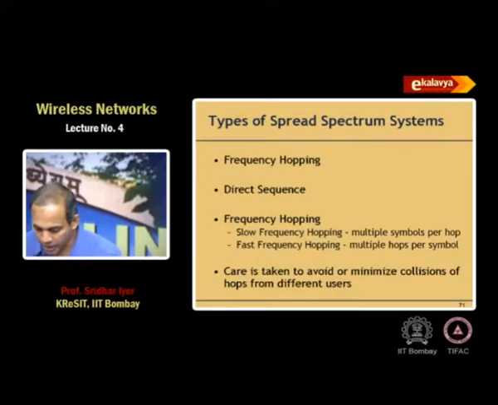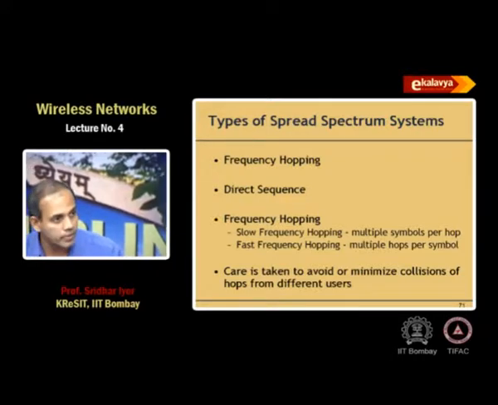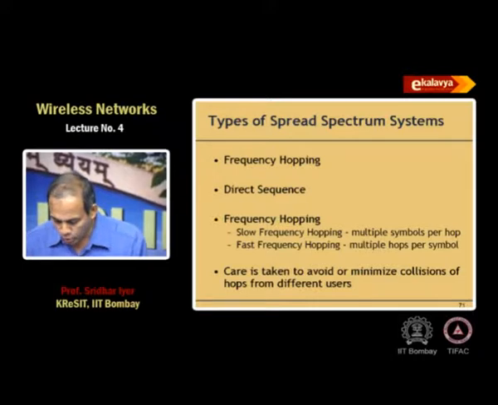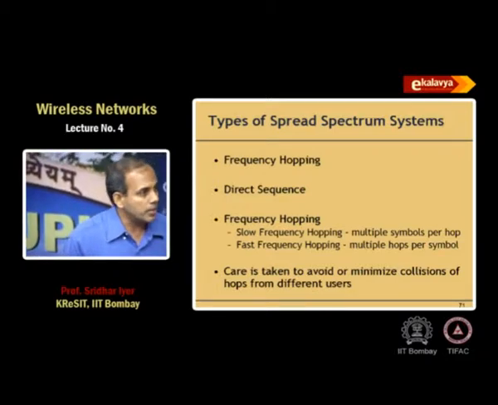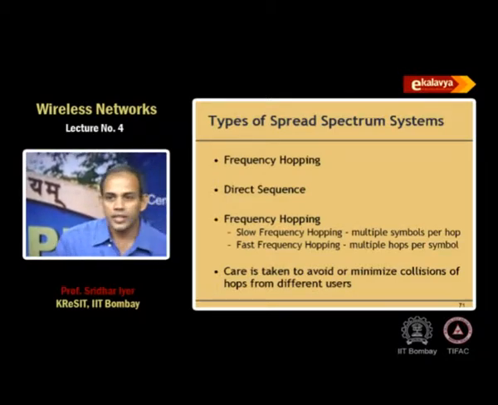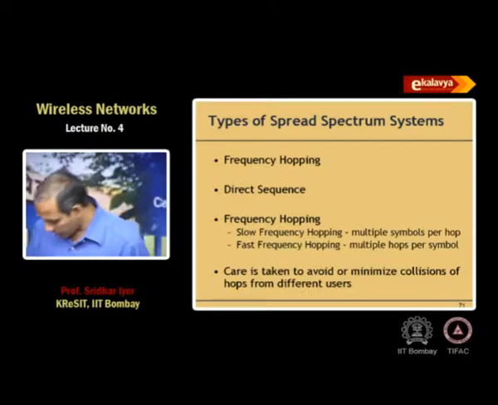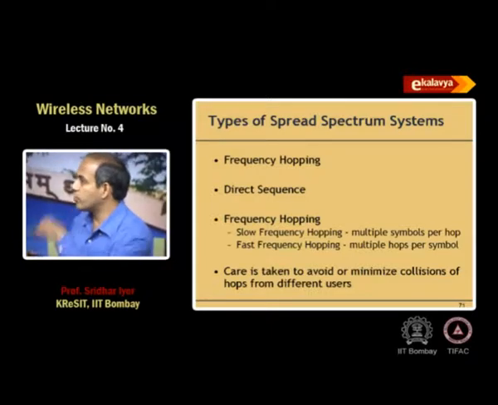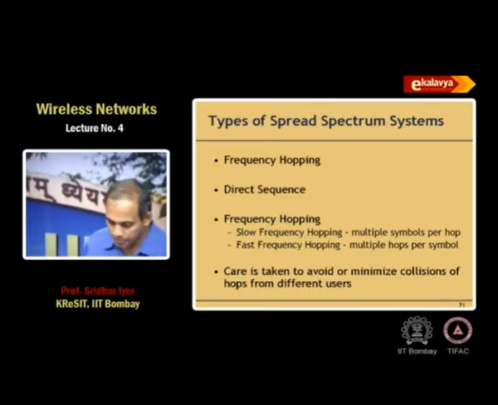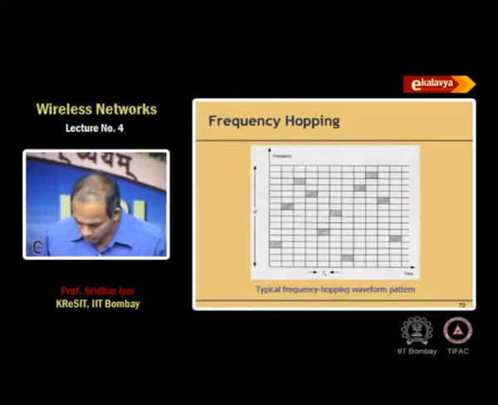Okay. So there are two types of spread spectrum systems. One is called frequency hopping, the other is called direct sequence. The direct sequence one is the more popular one. Frequency hopping basically means that you transmit on a particular frequency for a while, then you hop to another frequency, you transmit on that frequency for a while, then you hop to a third frequency, and so on. The direct sequence one is the one which is more important.